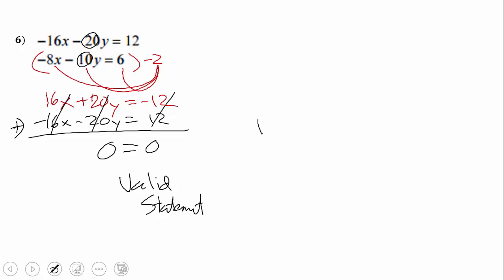That means we have infinitely many solutions.